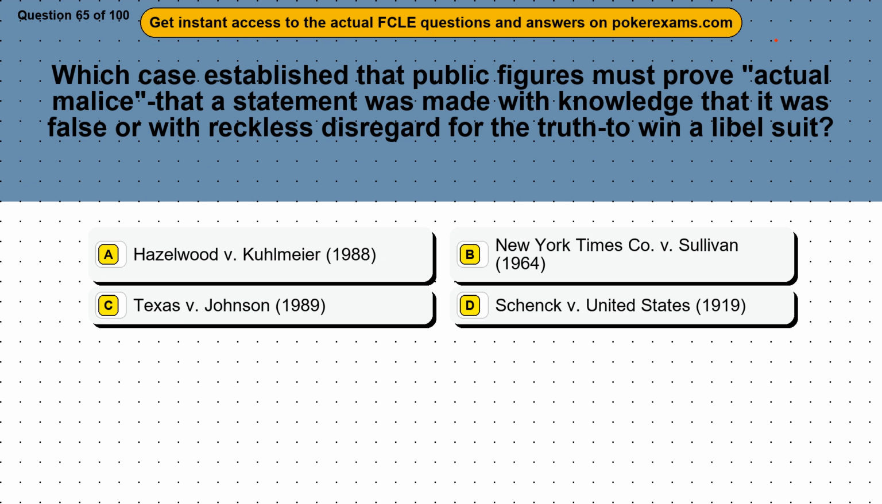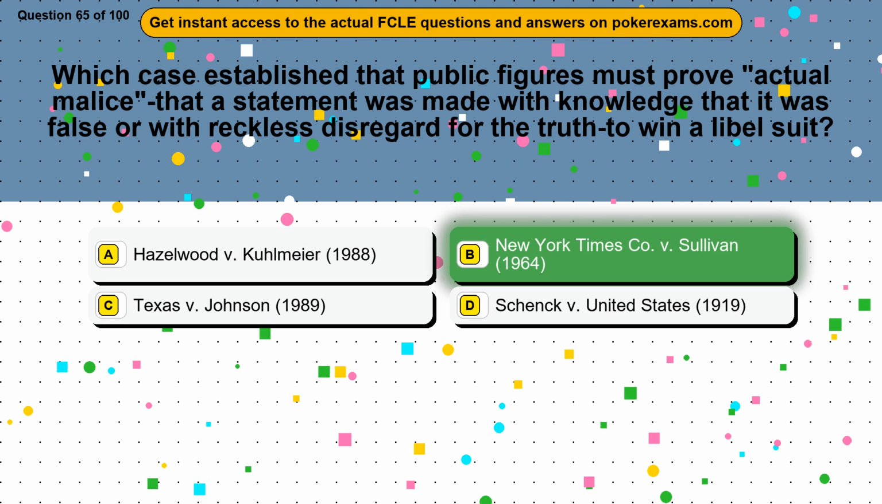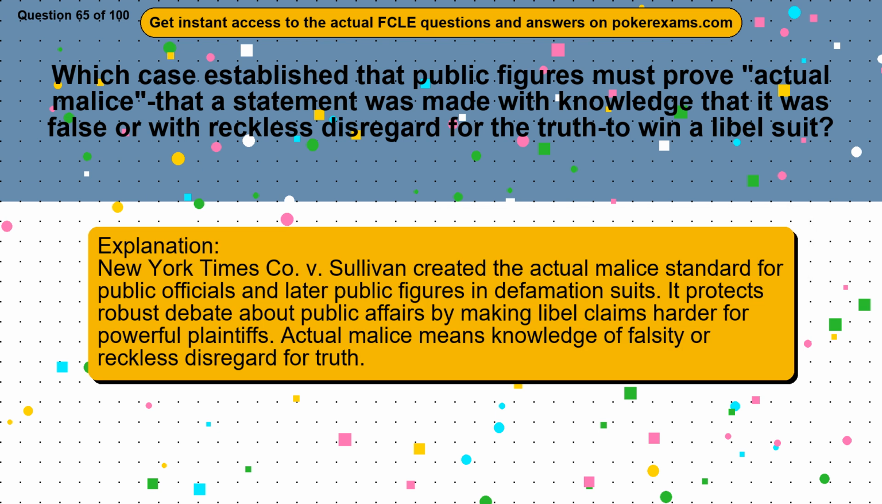The correct answer is option B, New York Times Company v. Sullivan, 1964. New York Times Company v. Sullivan created the actual malice standard for public officials and later public figures in defamation suits. It protects robust debate about public affairs by making libel claims harder for powerful plaintiffs. Actual malice means knowledge of falsity or reckless disregard for truth.